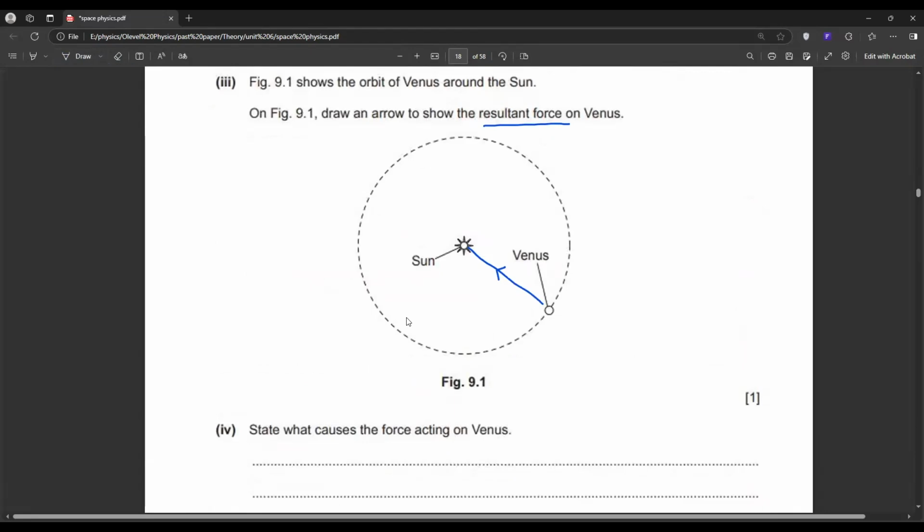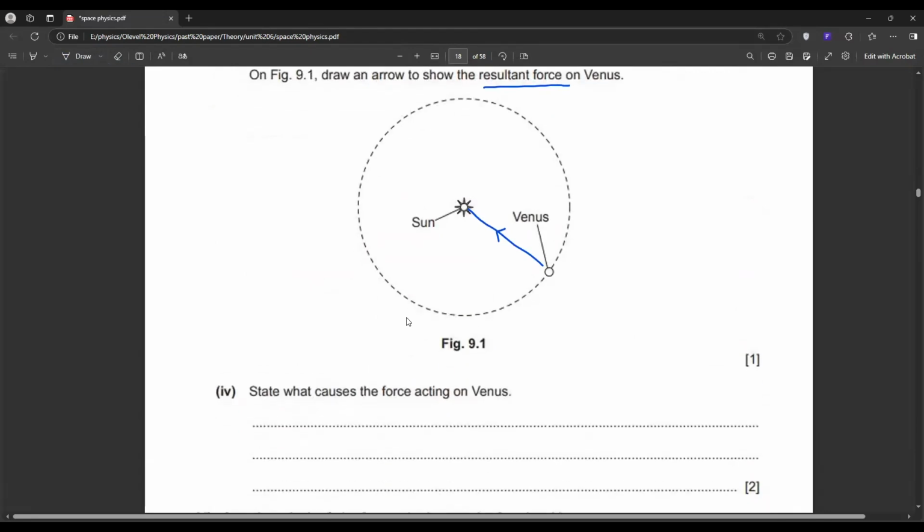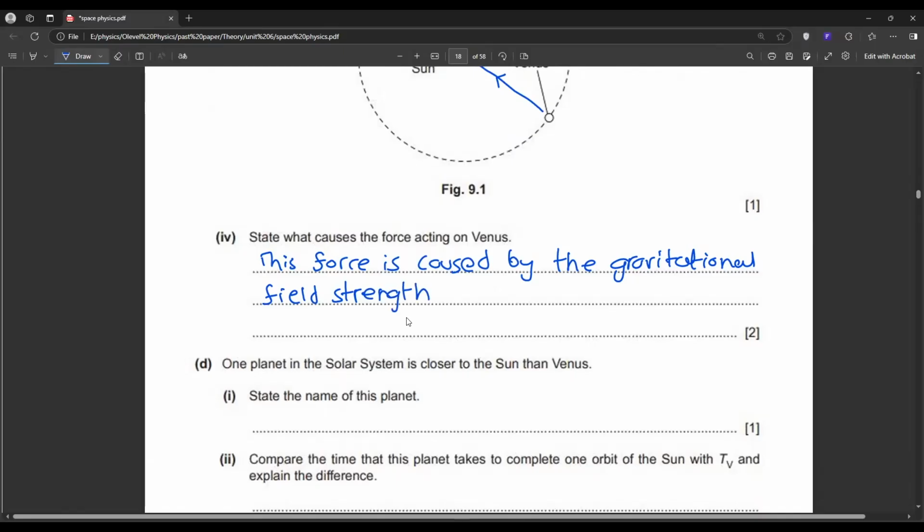State what causes the force acting on Venus. What is the origin of this force? The gravitational field strength of the sun. This force is caused by the gravitational field strength of the sun. Simple as that.